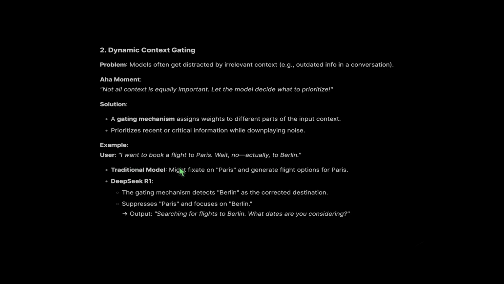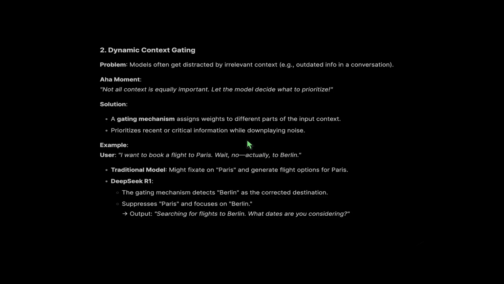Dynamic context gating works by assigning different importance levels or weights to various parts of the input. It prioritizes the most recent and relevant information while downplaying older or less useful data. This makes the model more accurate and efficient, especially during interactive conversations.